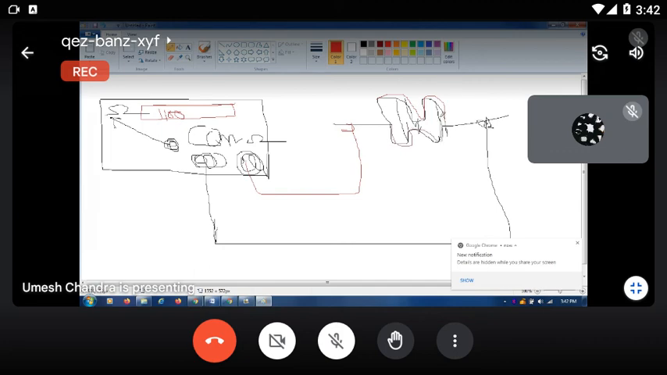Now, have all of you understood how to measure the resistance value by using a multimeter? Yes, sir. Yes, sir.